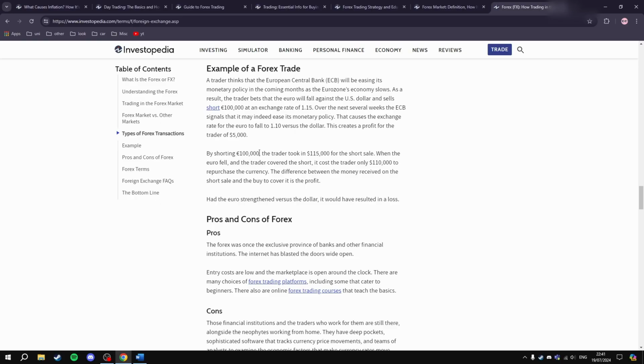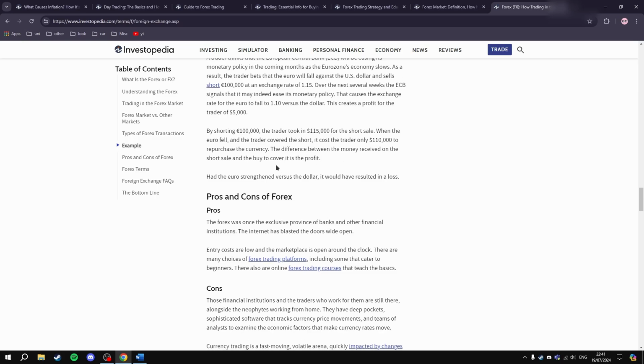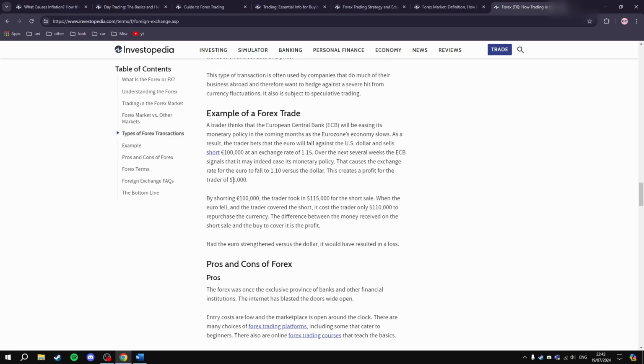By shorting 100,000 euros, the trader took in 115,000 for the short sale. When the euro fell and the trader covered the short, it cost the trader only 110,000 to repurchase the currency. The difference between the money received on the short sale and the buy to cover it is the profit. Had the euro strengthened versus the dollar, it would have resulted in a loss.